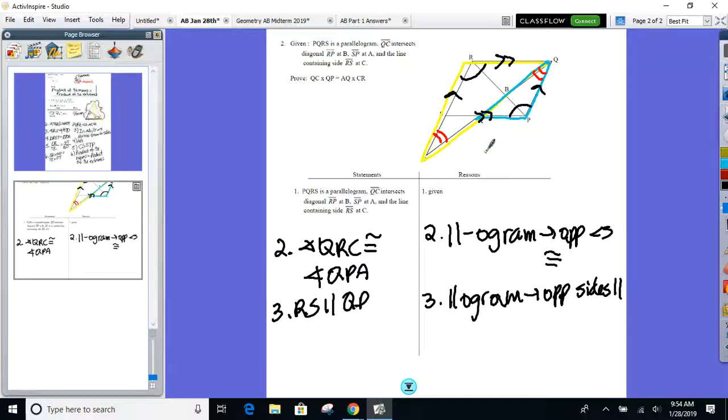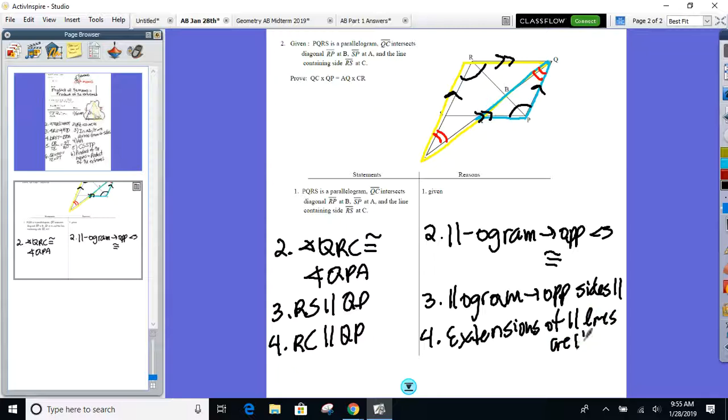Extensions, yes. Here I do, but if you did it here, you don't need to go parts of parallel lines. You can just say they're congruent. But because I'm choosing these, RS does not form angle C down here. So I do need to extend it out now and say RC parallel to QP. Extensions of parallel lines are parallel. Then I can say those alternate interior angles are congruent. So angle C congruent to, what's the other one up there? PQA.